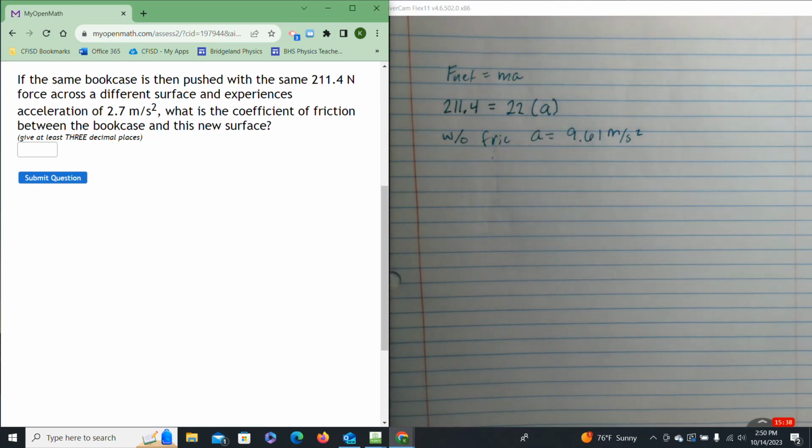This second question tells me my acceleration is only 2.7. Again, I can tell already there's friction here. There has to be, because I used the same force, but now there's a lot less acceleration. So there's a pretty significant amount of friction that's causing that number to be smaller. Now we're going to figure out what that amount of friction is. So again, we're kind of having to work backwards. This is making you think a little bit.